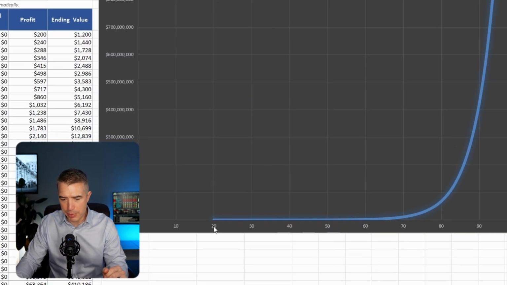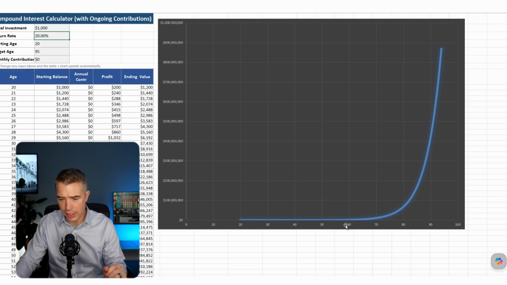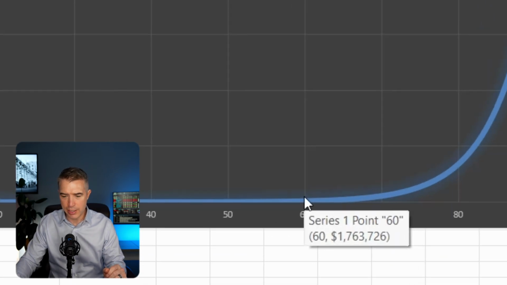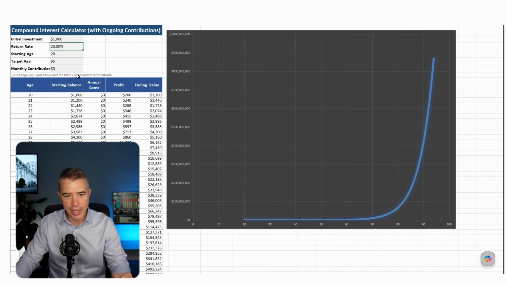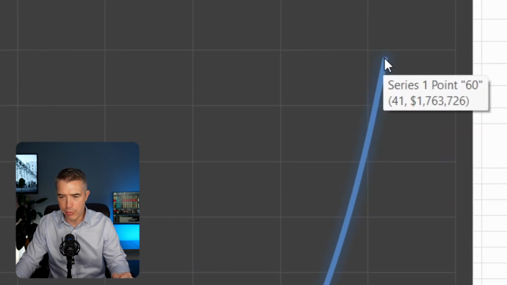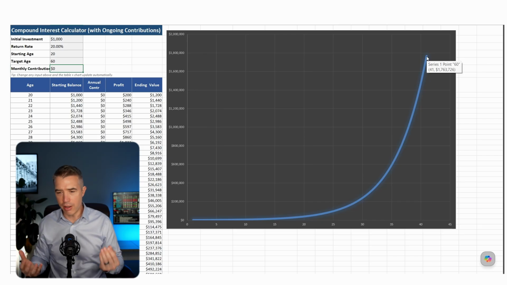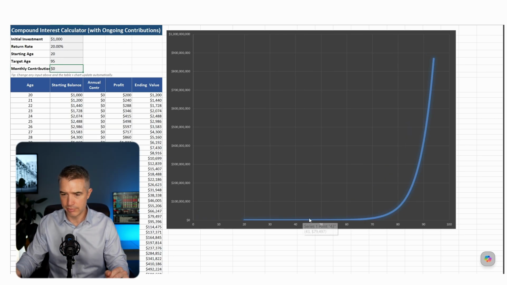Now, as you can see, in the beginning years, it almost looks like it's not compounding, but I'll show you something really quickly. If we take a look at age 60, we see that $1,000 has compounded to about $1.7 million. And if we made this graph until age 60 instead of 95, we could see there's our $1.7 million right there. And the graph looks a lot different. So from age 20 to age 60, there's a lot of compounding happening. It just is small relative to when the compounding really gets going later on in life.